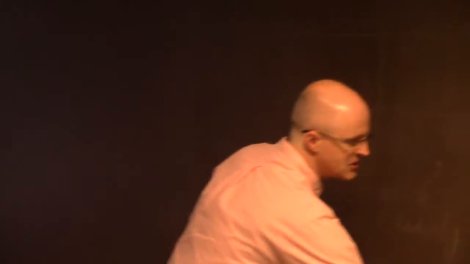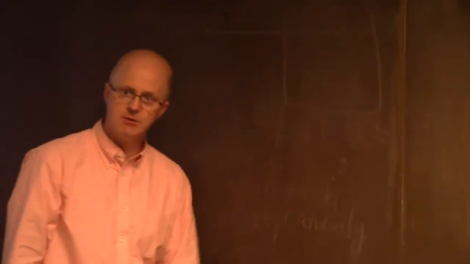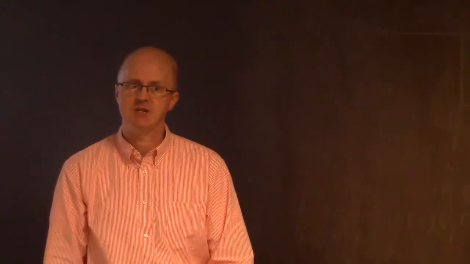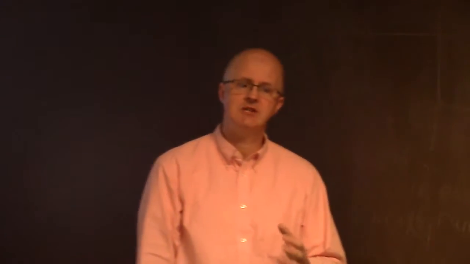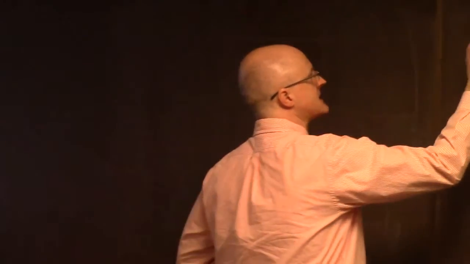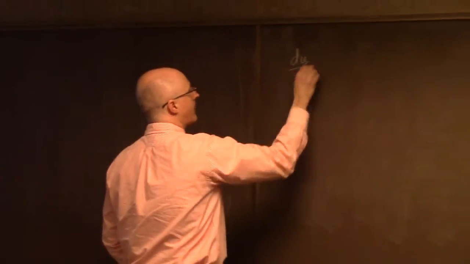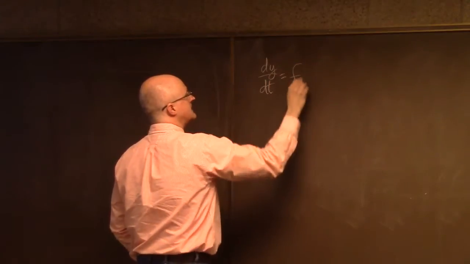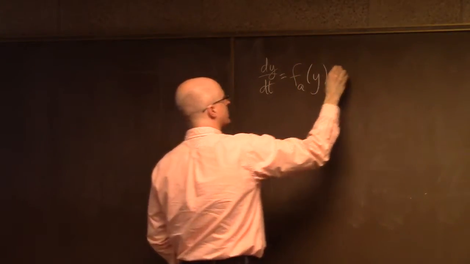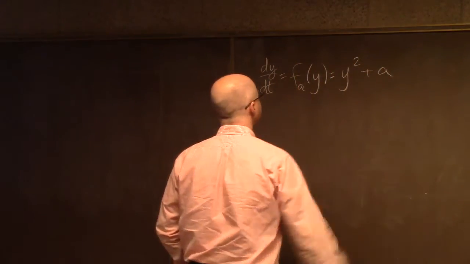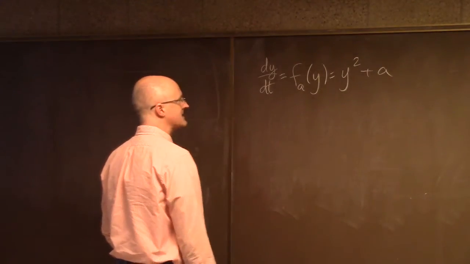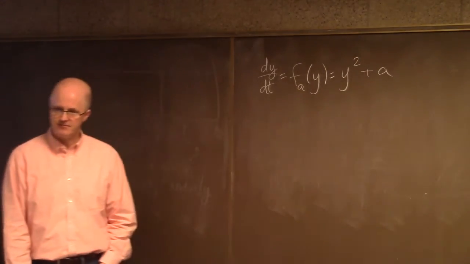I'm not talking about changes in individual solutions as A changes. I'm talking about an overall change in the phase line. So for this example, dy/dt equals f sub A of y equals y squared plus A. We want to think about how the phase line changes as A changes.